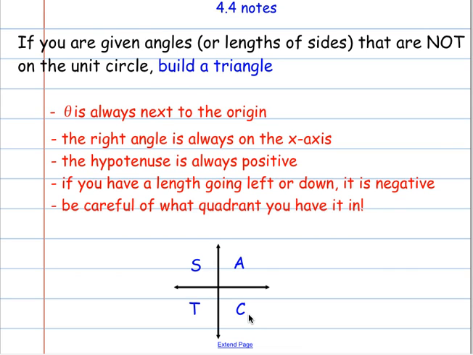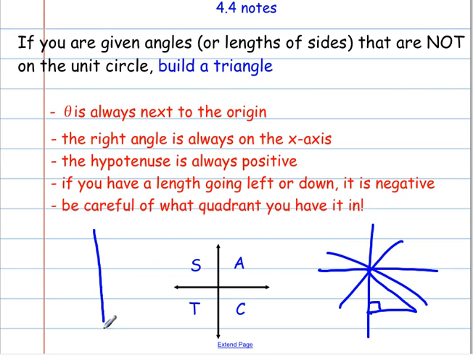When you draw a triangle, you've got to make sure that theta is always next to the origin and that the right angle is always on the x-axis. So an example of what not to do would be to draw a triangle like that. That would not be correct because that has a right angle on the y-axis. We don't want that. The right angle has to be on the x-axis. So it would have to look maybe something like this, right angle up on the x-axis.